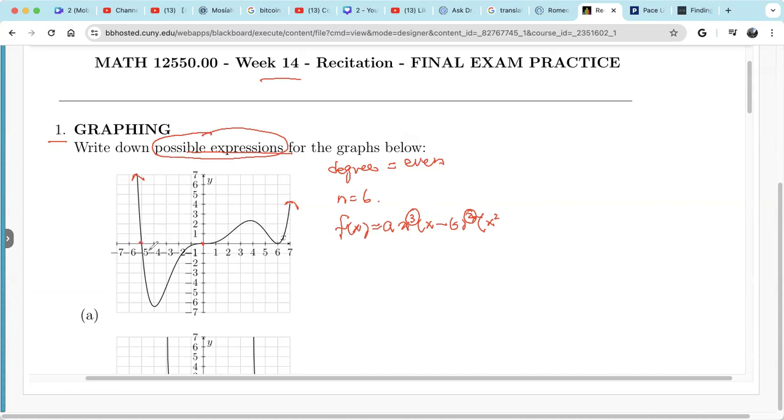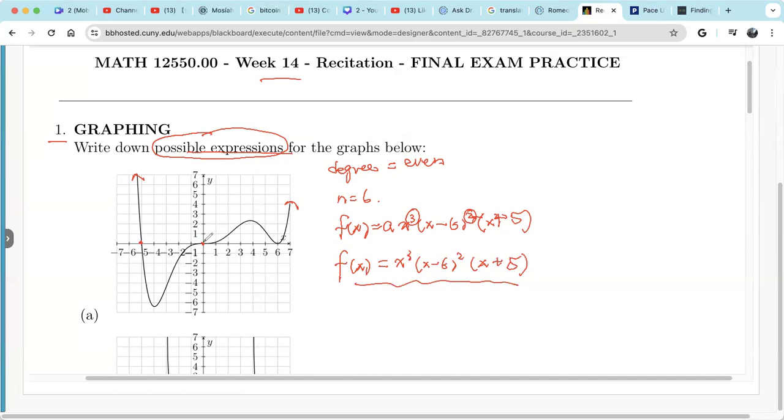You see this? x plus 5. Okay, let me rewrite this. So f of x equals, well, let's say a is 1, x cubed, x minus 6 squared, x plus 5. So this is one possible function for this graph.